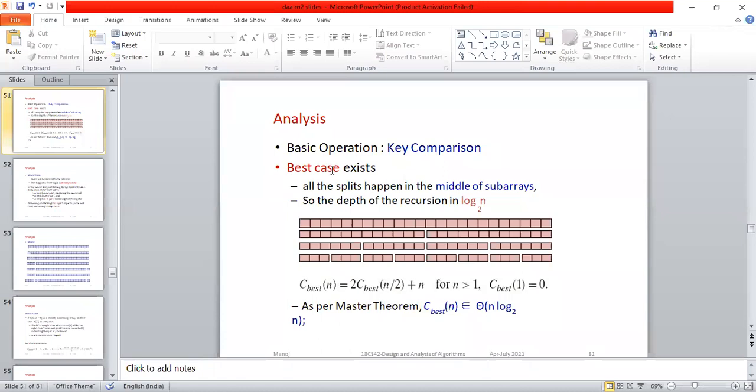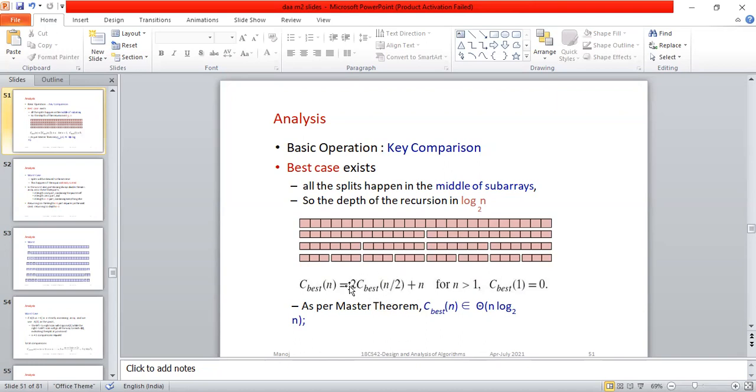So come to the best case. In the best case, all splits happen in the middle of the subarray. If it is of even length, all the splits happen in the middle of the subarray. So we go with the best case. You take the array of size n, and array n is divided into halves. Each array is divided into halves, so we take it as n by 2.